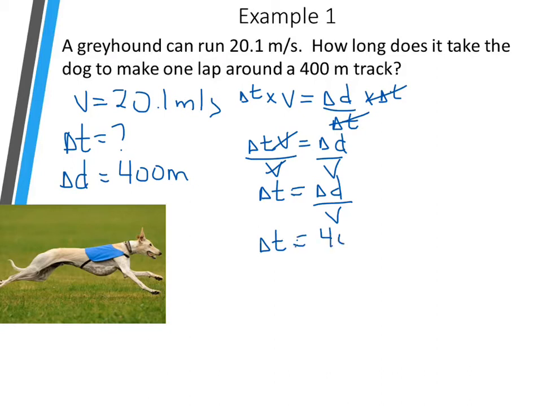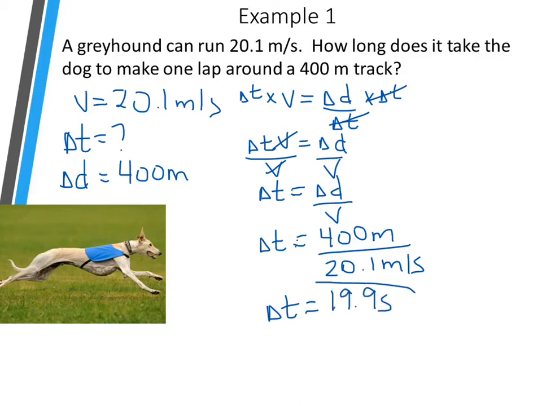So our distance is 400 meters, and our speed is 20.1 meters per second, and you type that in on your calculator, and we're going to round our answer to 3 significant digits, so you get 19.9 seconds. So that greyhound makes one lap of a 400 meter track in 19.9 seconds, assuming that it maintains its speed of 20.1 meters per second. So that's just a basic speed calculation. Obviously, we can solve for delta D, or we can be solving for V. I'm showing you one variation of the equation.